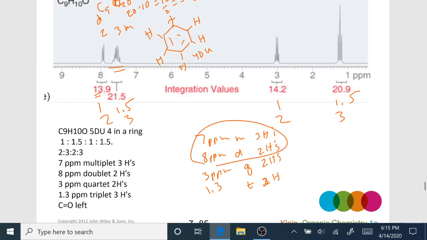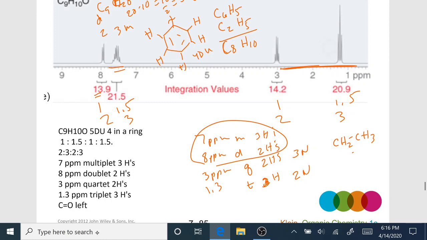At 3 ppm, we've got a quartet representing 2 hydrogens, so they have 3 neighbors. At 1.3, we have a triplet representing 3 hydrogens, so they have 2 neighbors. What does that mean? We've got a CH2, CH3. These are connected together, so they're coupled together. So we've got C6H5 in this benzene ring, and now we've got C2H5 with the ethyl group, so that's going to be C8H10.